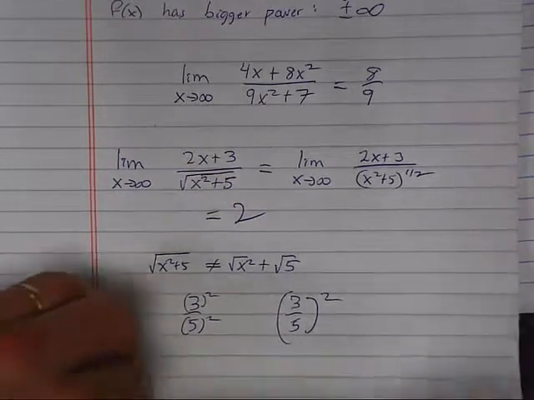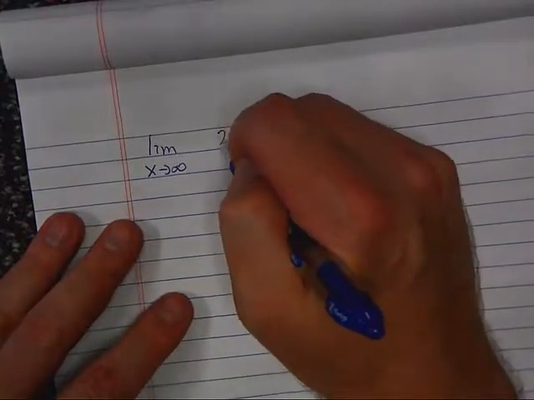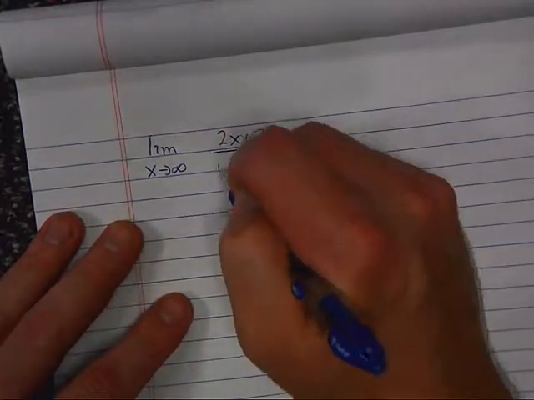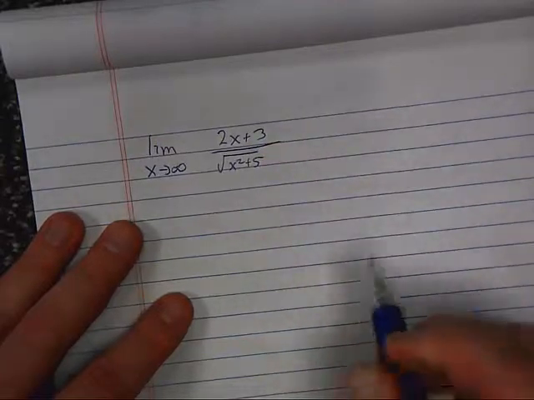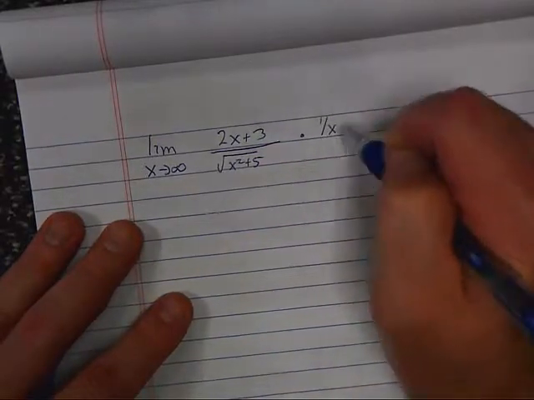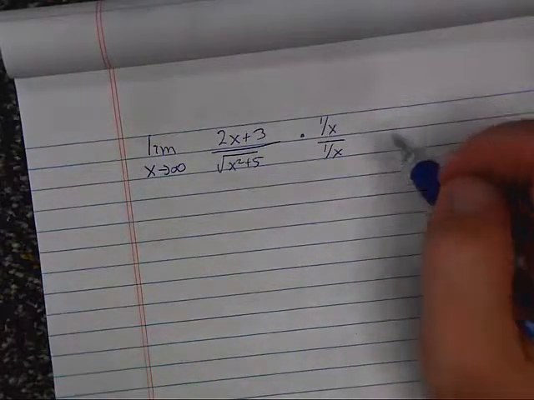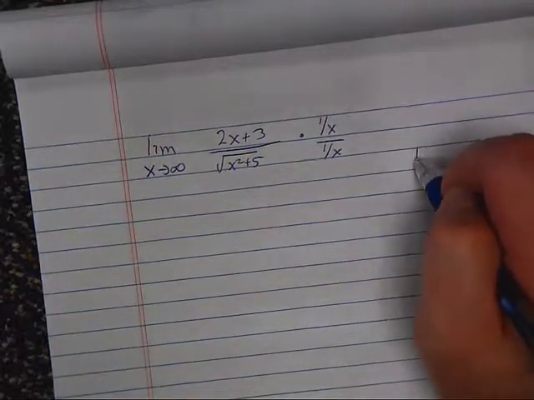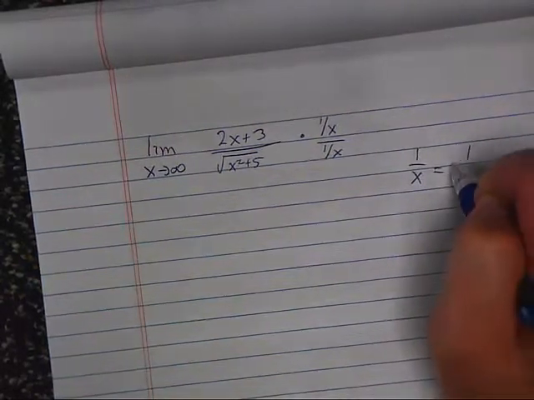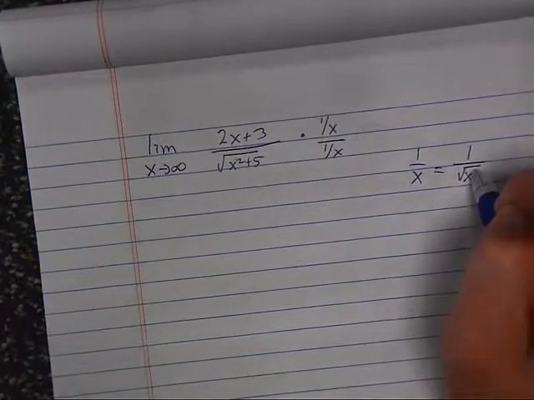All right, again, if you really want to get down to the nitty-gritty and prove this, here's what you would do. I'll write that same problem down again. Limit as x goes to infinity of 2x plus 3 over square root of x squared plus 5. What you're going to do is multiply the top by 1 over x, and multiply the bottom by 1 over x. But on the bottom, you're going to write 1 over x in a fancy way. 1 over x is the same as 1 over the square root of x squared.